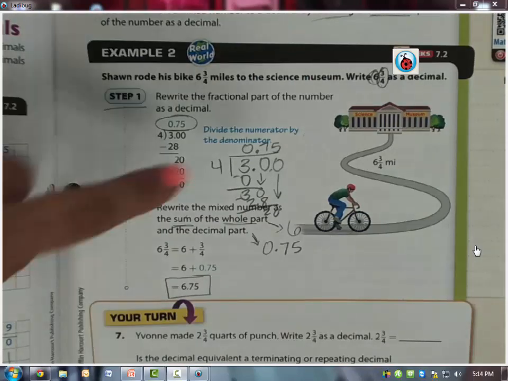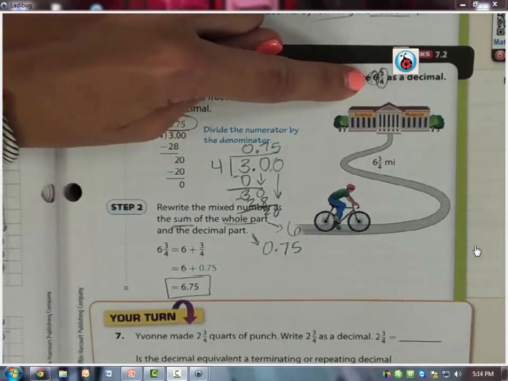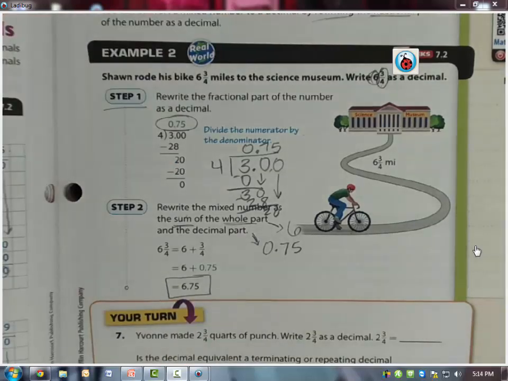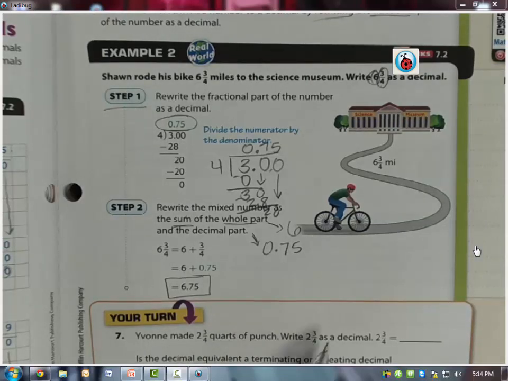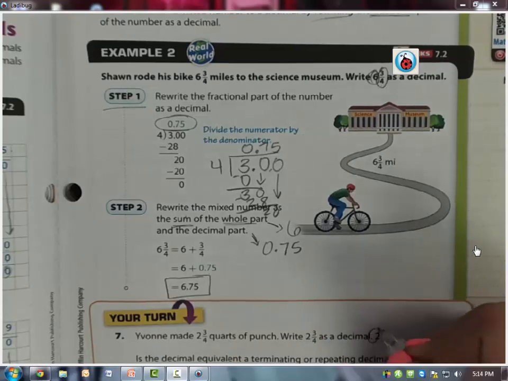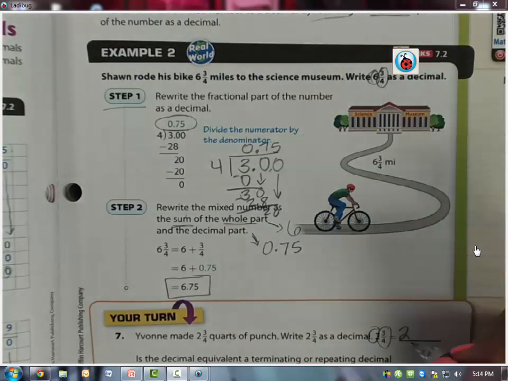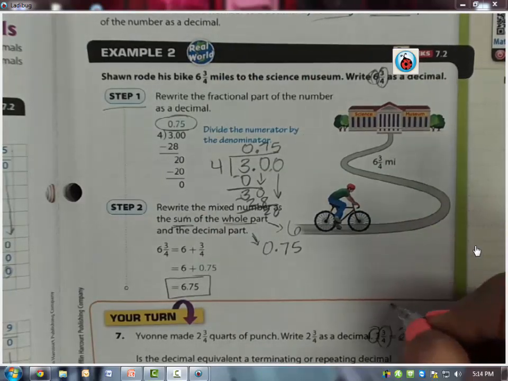Alright, your turn. Again, take some time and do this. Yvonne made 2 3/4 quarts of punch. Write 2 3/4 as a decimal. Well, remember we have our whole number, which was 2. We just worked it out. 3/4 as a decimal was 0.75. So if you add 2 plus 0.75, you'll get 2.75.